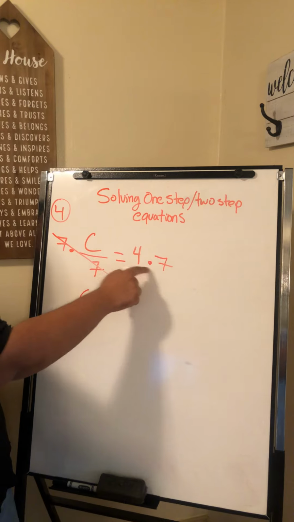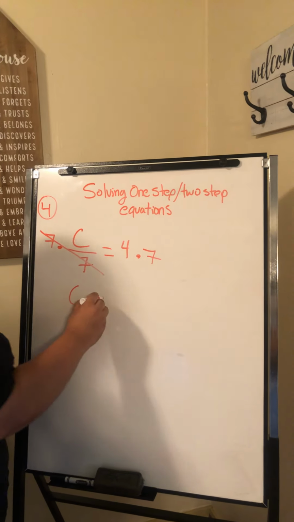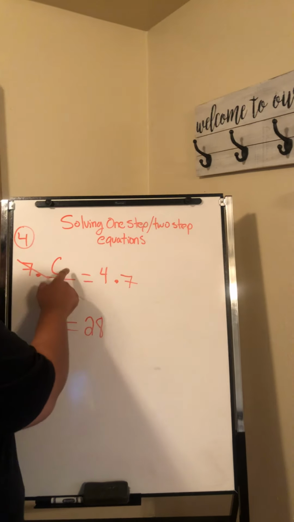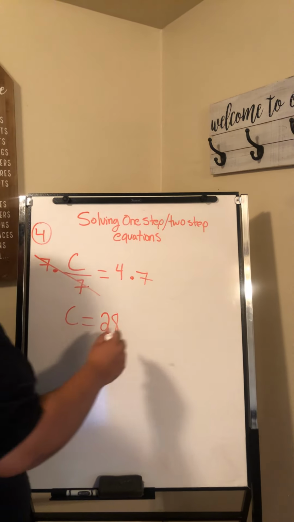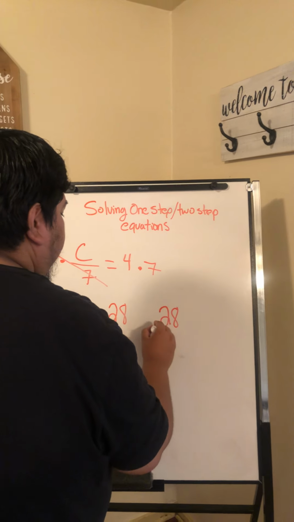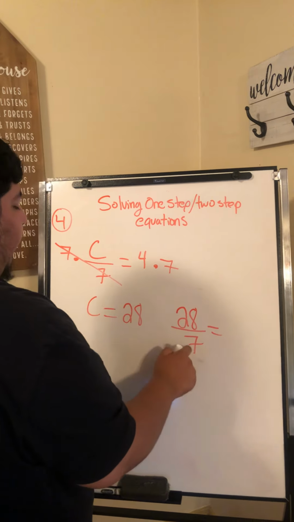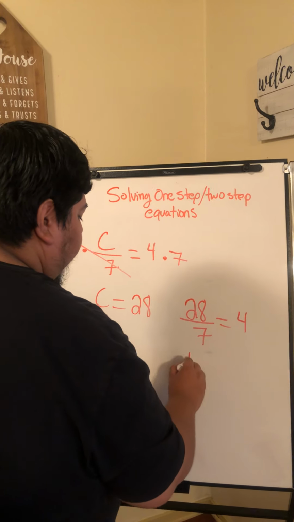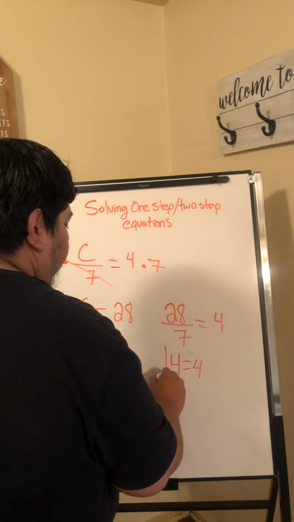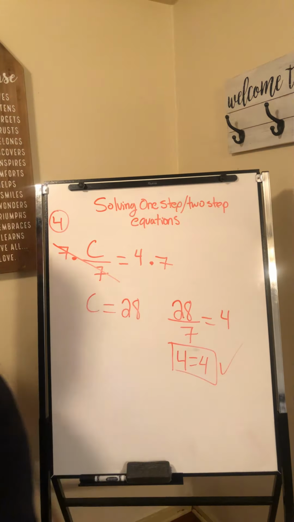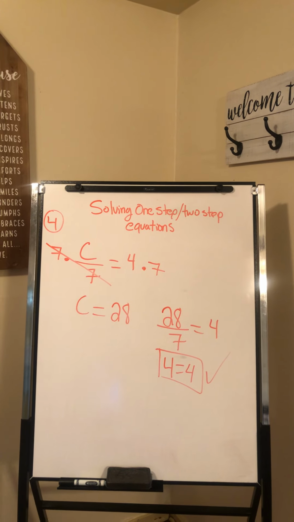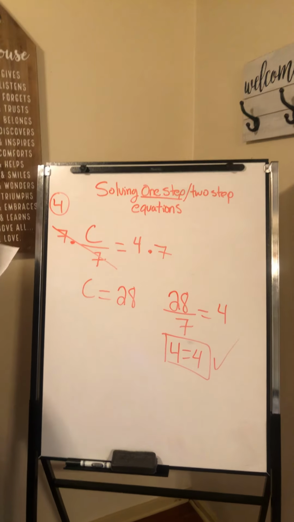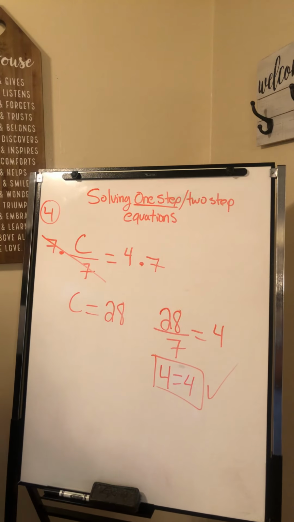C should equal, what is 4 times 7? That should be 28. Mister, can I check my answer? Yes, you can. So wherever you have C, you're going to put 28. So 28 over 7. What is 28 divided by 7? It should equal what? 4, right? So 28 divided by 7 is 4. Does 4 equal 4? Yes, it does. All the problems I have been doing have been one-step equations. Now let's jump into two steps.